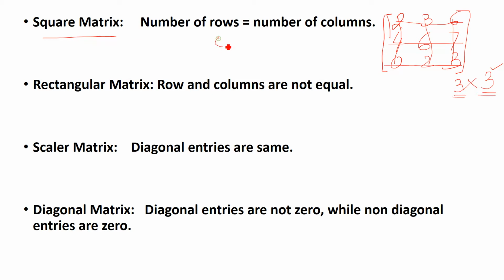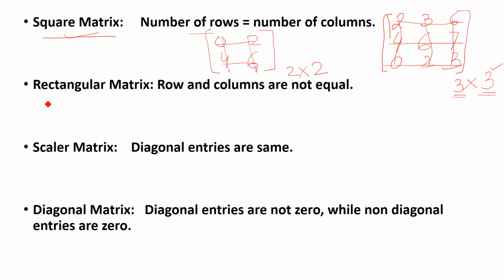One more example, suppose 0, 2, 4 and 6, and then you have to enclose it in the bracket. See how many rows you have? 2 rows. And how many columns you have? 2 columns. So the dimension or order of this matrix is 2 by 2. Number of rows is equal to number of columns. This is called the square matrix.